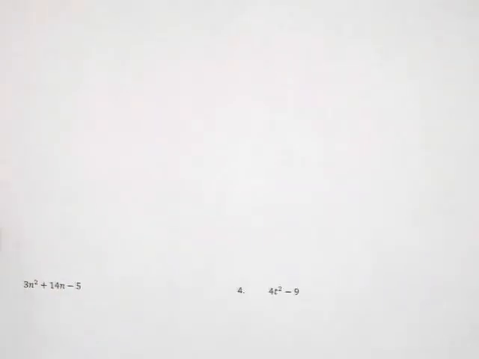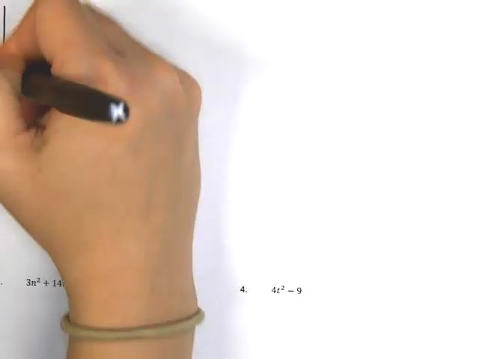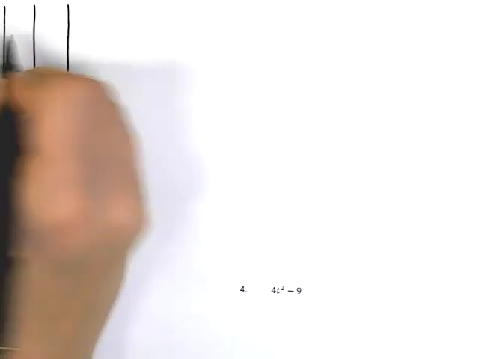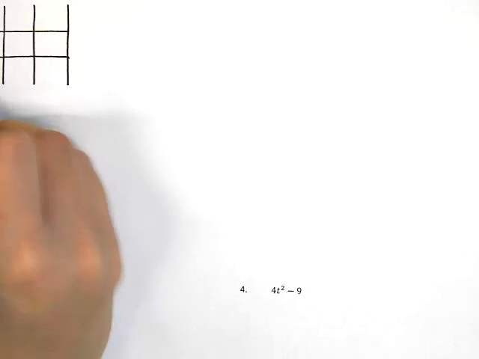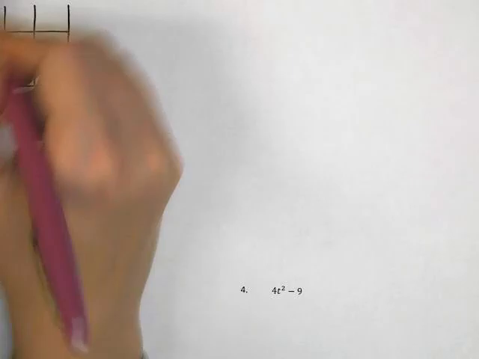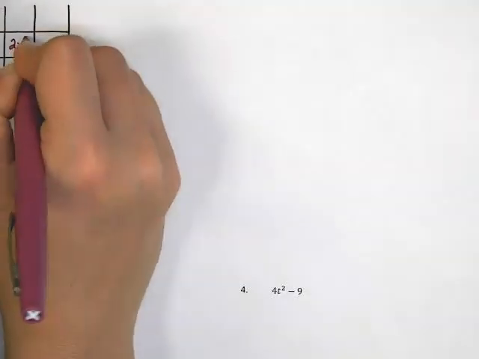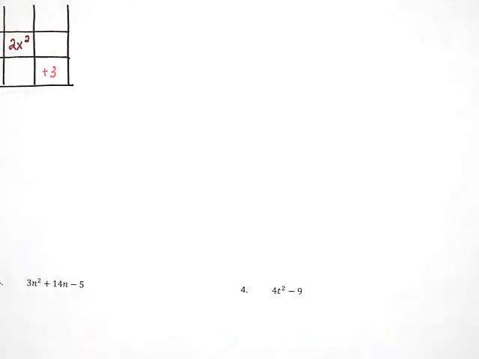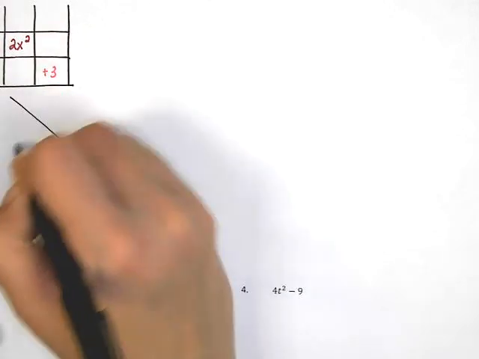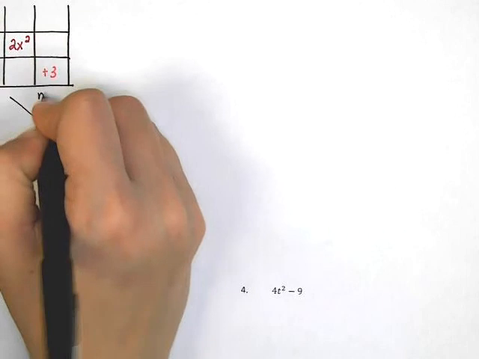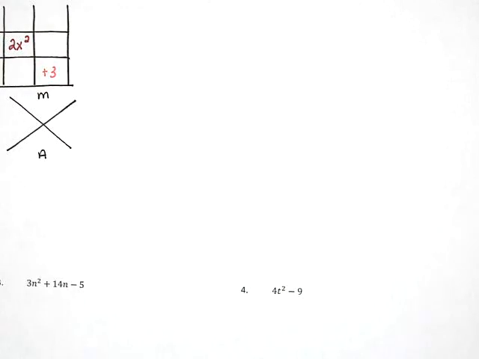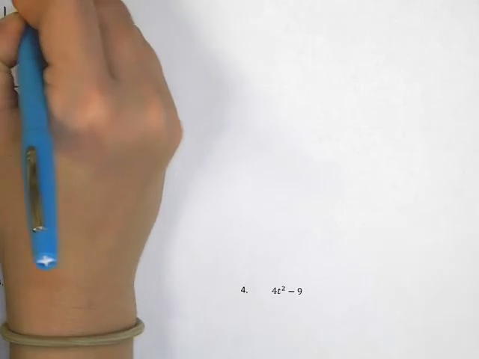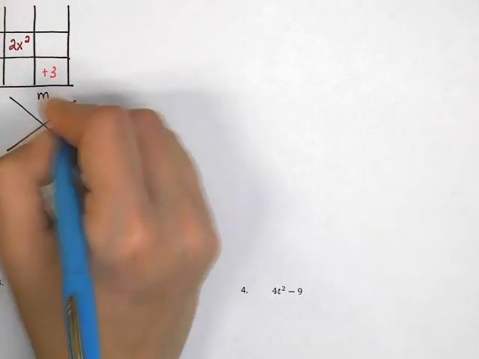The first example, I'm going to draw a chart. I'm going to fill in my first, which is 2x squared, and my last, which is positive 3. Now I'm going to work on figuring out my other two terms. So I'm going to make an MA chart. Now to figure out your M, you're going to do the first number times the last number.